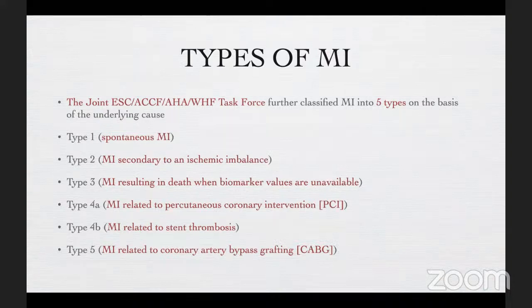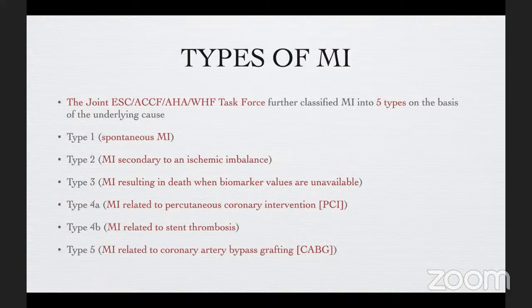Type 2, MI secondary to ischemic imbalance, which is MI consequent to increased oxygen demand or a decreased supply. For example, coronary endothelial dysfunction, coronary artery spasm, coronary artery embolism, tachyarrhythmia, bradyarrhythmia, anemia, respiratory failure, hyper or hypotension. Type 3, MI resulting in death when biomarker values are unavailable, which is sudden unexpected cardiac death before blood samples for biomarkers could be drawn or before their appearance in the circulation.